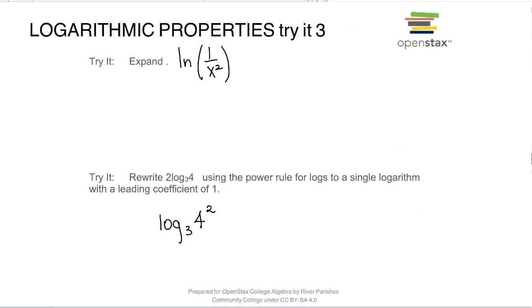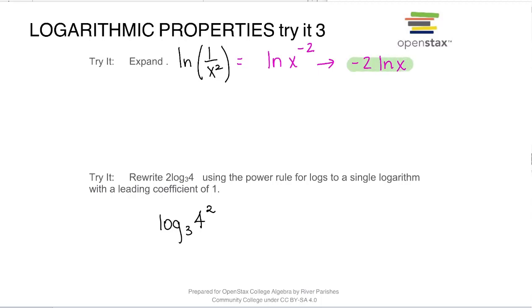All right, so let's try this next one. I'm going to go ahead and do this one with you as well. This is really ln of x to the negative 2. Negative 2, because 1 over x squared, if we move that x squared to the top, it becomes x to the negative 2. So then we would rewrite this as negative 2 ln x.